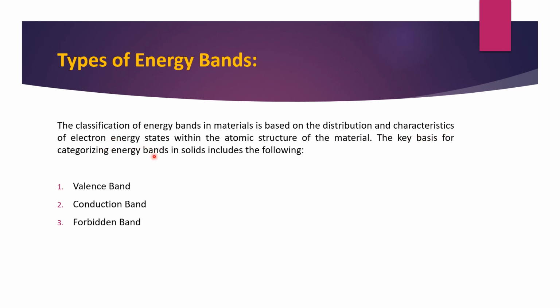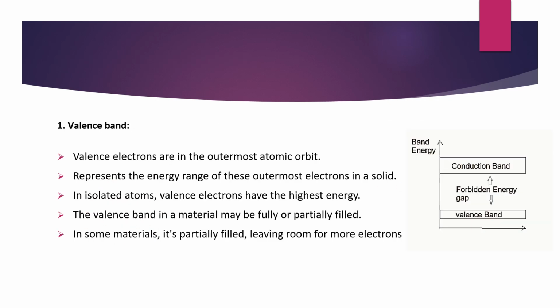So the three basic bands are here: valence band, conduction band, and forbidden band. We'll see them one by one. The first one is the valence band. For your sake of understanding, one figure is shown here. First, look at this figure.